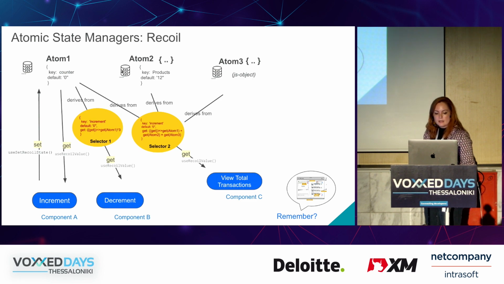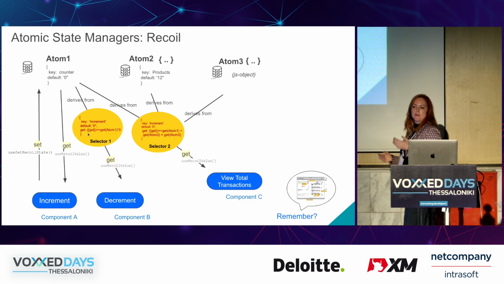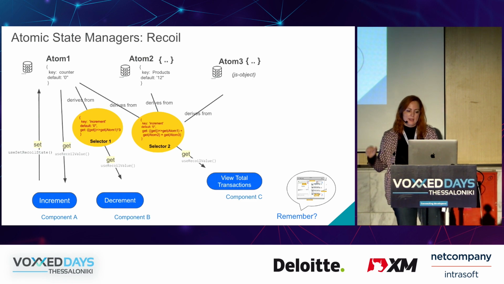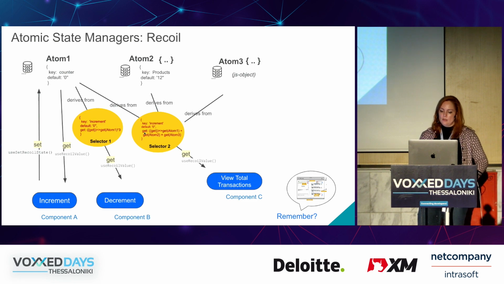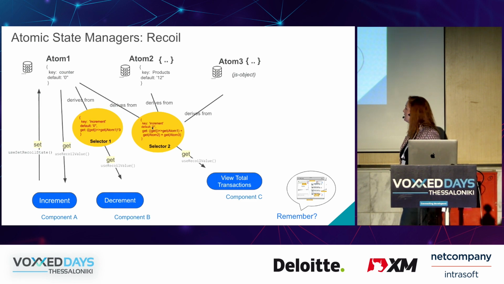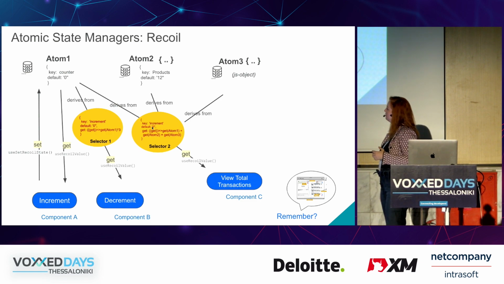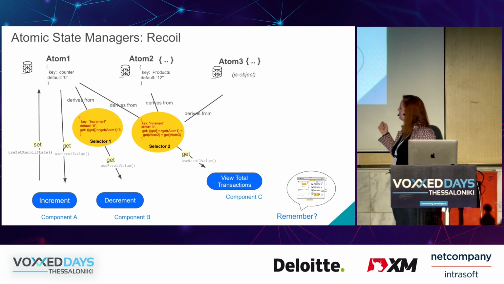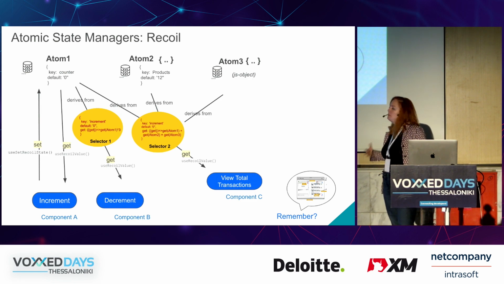You can see that the selectors have, besides the key and the default, also a get property, where we see some dummy examples used here, so that we see how a selector can be explicitly defined. And a selector can be based only on one atom, or like the second selector that we see here, can be based on more than one atom. And at the end of the day, at the component level, we can access both of them, depending on the needs of our business logic, either straight to the atom or straight to the selector.